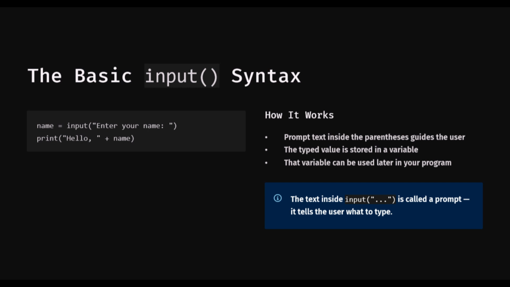In this case, the variable named name. Once that data is saved in the variable, it's ready to be used anywhere else in your program. In our second line of code, we are simply taking that stored name and printing it back out with a greeting. This simple process is how you turn a static script into an interactive experience.